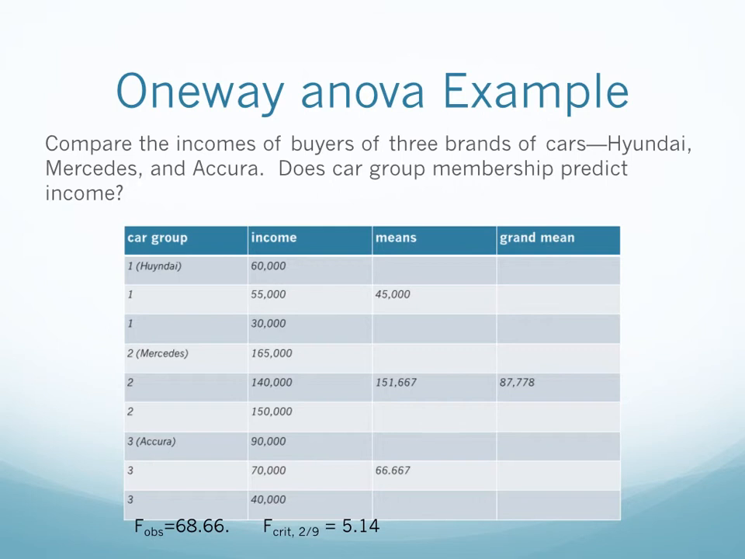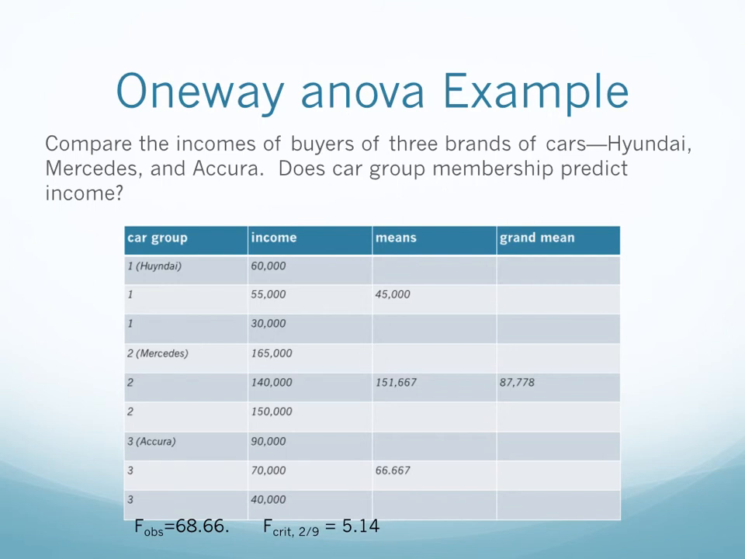And again, conceptually, we're looking at the variance within those groups as unexplained variance, and we're looking at the deviation of the means of those groups from one another as an indication of explained variance. So we can see the means within the groups. The mean for the Hyundai owners is 45,000. The mean for the Mercedes owners is 151,667. And the mean for the Acura owners is 66,667. And then the overall mean is 87,778. It looks like the means are fairly different.